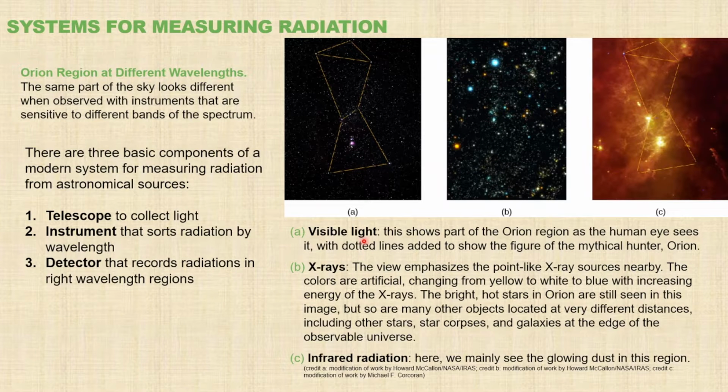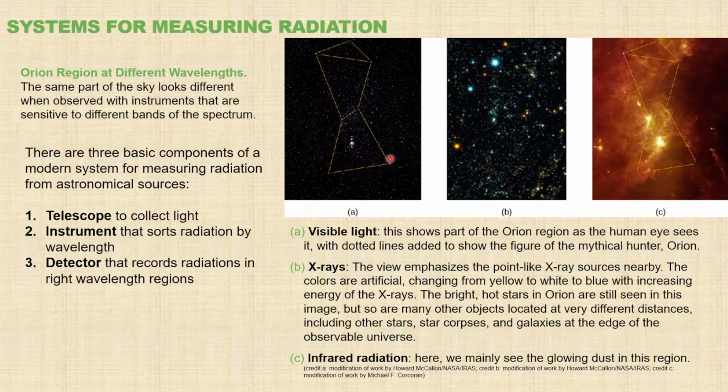Okay, there are three basic components of a modern system of measuring radiation. We call it radiation because now you know radiation consists of the whole spectrum of wavelengths of light extending from gamma rays to radio. In the visible portion that we see, we use an optical telescope. Like this one here, this is based on the visible light.